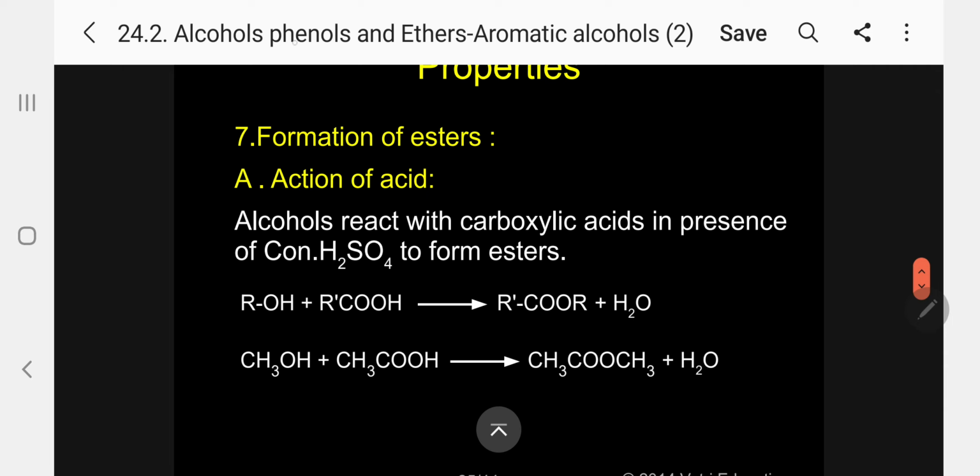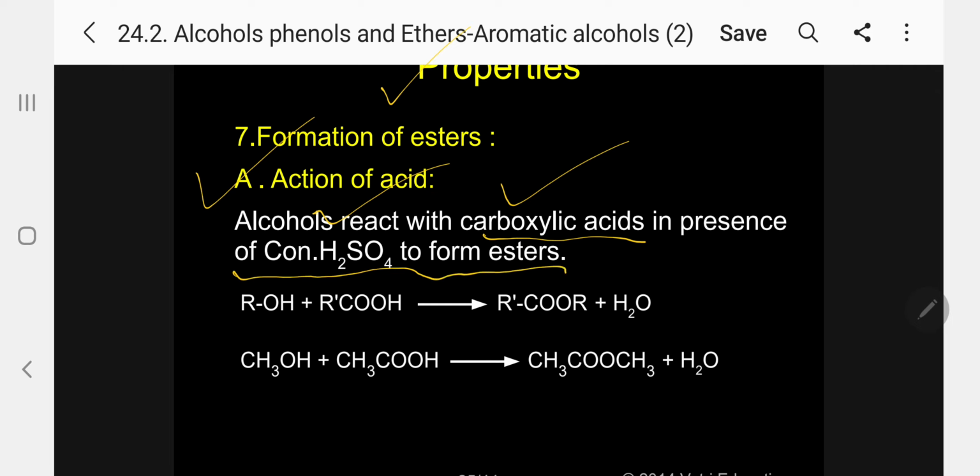The next, formation of esters. This is a very important reaction because I have given it as a test for alcohol. So, action of acid. Alcohols generally react with a carboxylic acid, specifically aromatic carboxylic acid, in presence of sulfuric acid to form ester. If it is aliphatic, ester; aromatic also ester. But if you use aromatic acid, then you can use it as a test because it will give you a fruity odor. Fruity odor shows presence of alcohol as well as acid.